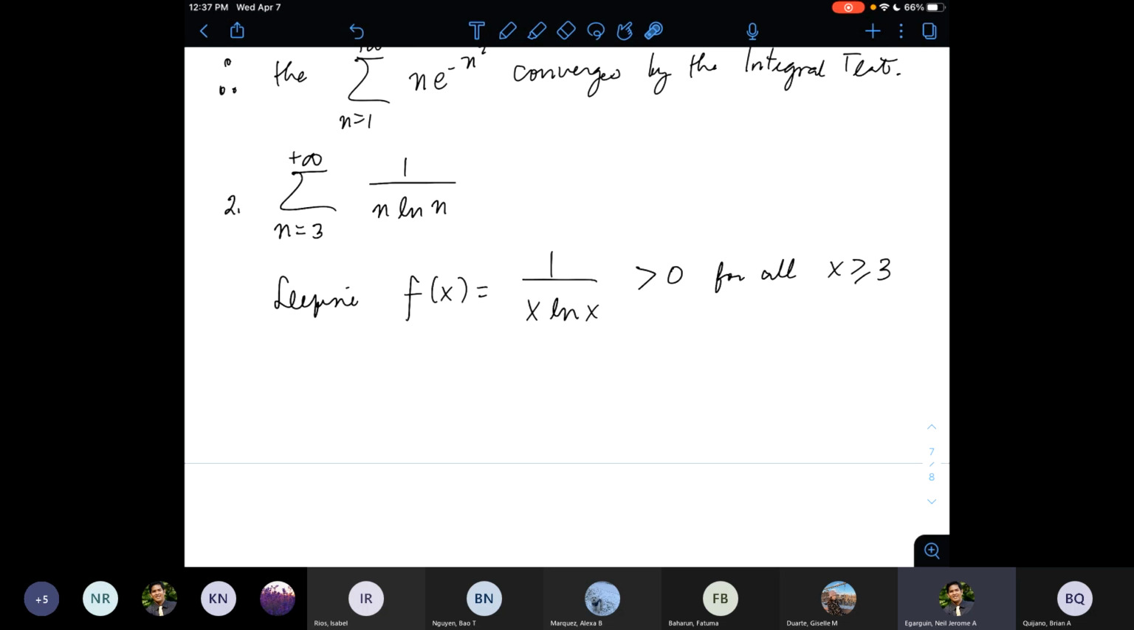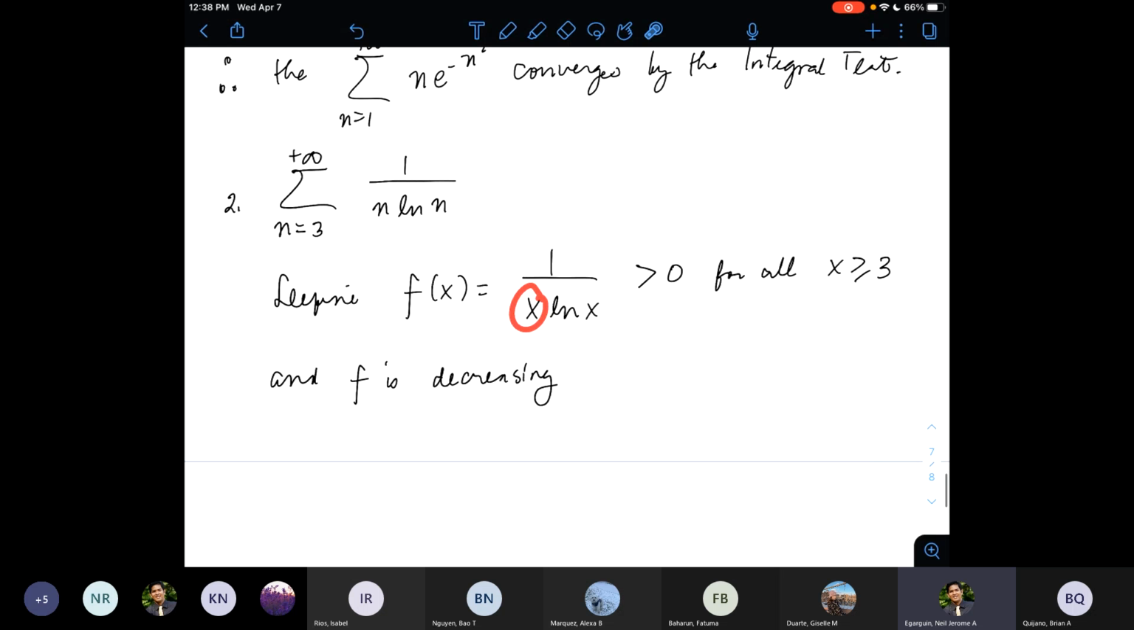And what else? Well, I guess it's obvious that it's decreasing even without doing the derivative test, because when x becomes larger, the denominator becomes larger. 1 divided by a larger denominator becomes a smaller fraction. So the bigger x becomes, the smaller the fraction f of x becomes. So obviously this is decreasing without doing the derivative test. All right, so we know for certain that this will decrease.